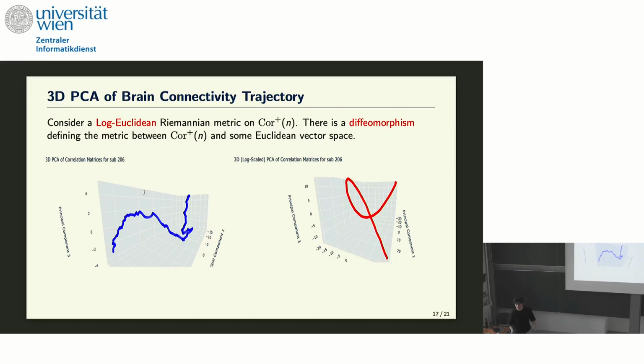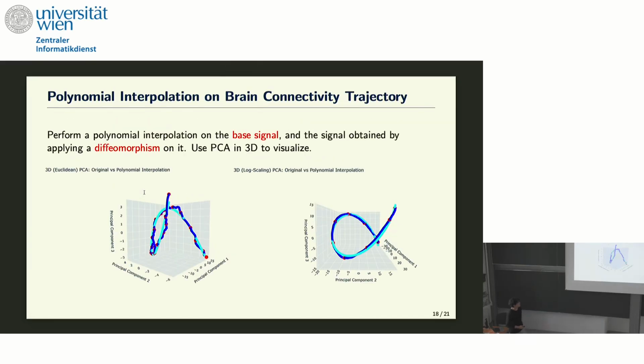Okay, so now my idea is very simple. Rather than making a polynomial interpolation onto this trajectory, I'm going to do it also on this trajectory. It seems smoother. But keep in mind that those are very high dimensional objects that we project in 3 dimensions, so I cannot say much about it. Okay, so we can perform a polynomial interpolation on the base signal, but we of course also perform a polynomial interpolation on the signal obtained by applying a diffeomorphism. And after performing the polynomial interpolation, we use a PCA in 3D just to visualize it, right?